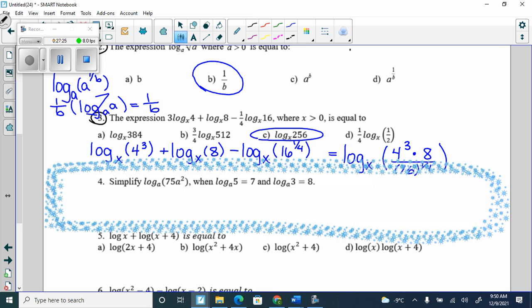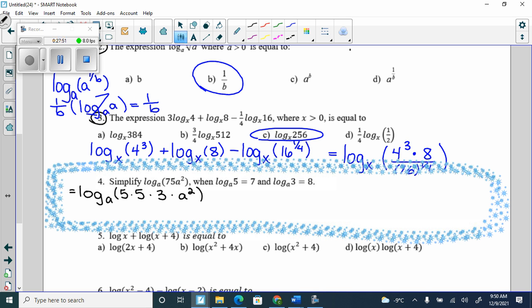So, what is 75 in 5s and 3s? 5 times 5 times 3. So we get log base a of 5 times 5 times 3 times a squared, because 5 times 5 times 3 is 75. And although 75 is lovely, it doesn't have an option there to pick.